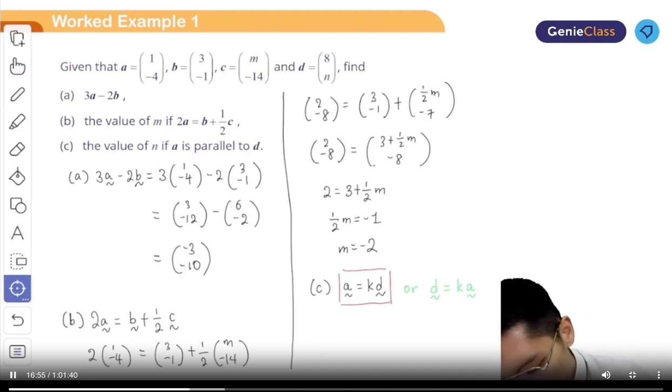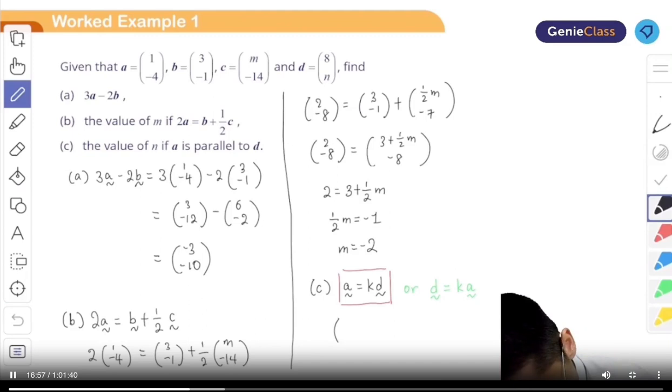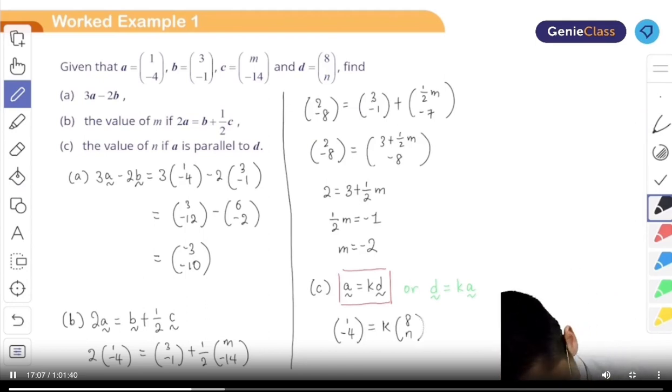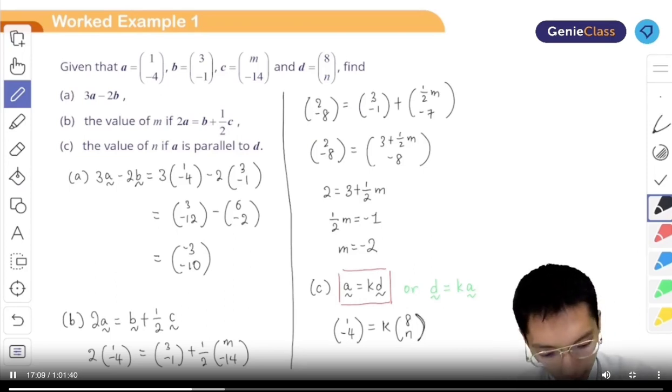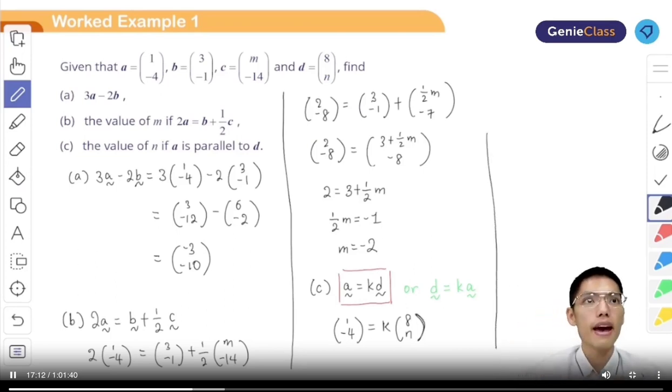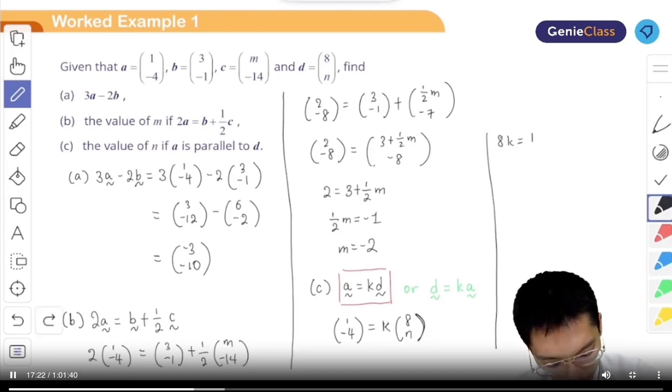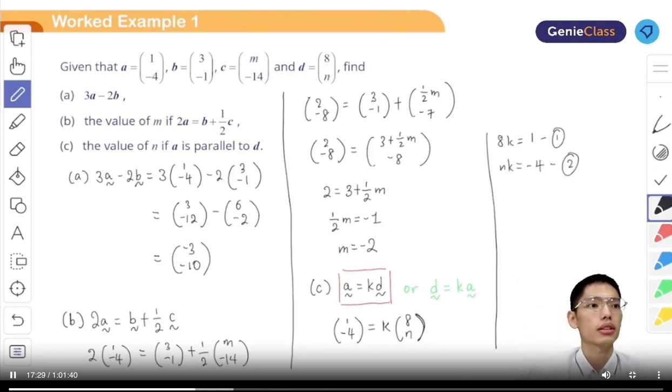No worries, Denise. In this case, just write the vector down: 1, negative 4 is equal to k times 8, n. But if I were to write this down, I cannot really solve, because I'm going to have 8k equals 1, and I have the other equation, nk equals negative 4. But the question wants me to solve for k. So what should I do first?